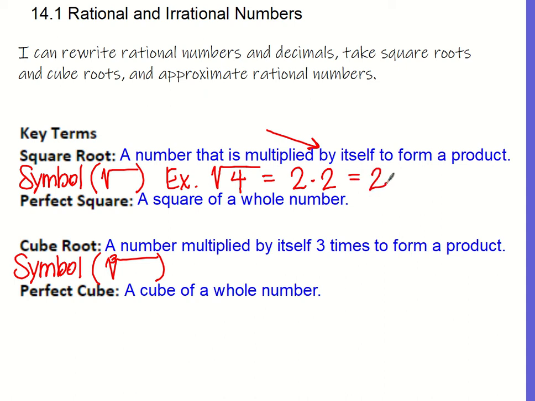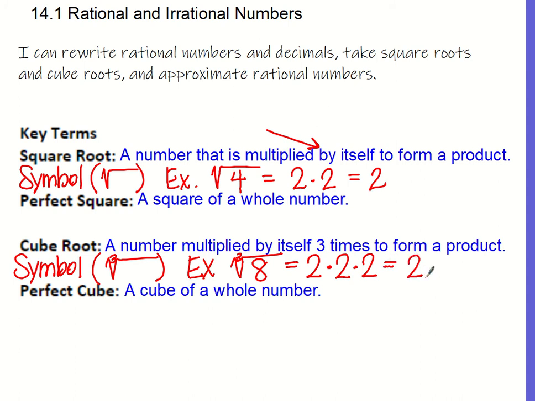And then let's do cube root since we're already on the square root. It's a number multiplied by itself, but this time you're doing it 3 times to form a product, okay? So if you're looking at a cube root, let's do, as an example, cube root of 8. That's easier. So cube root of 8 means what number times itself 3 times gives you 8. So 2 times 2 is 4, times 2 is 8. So the cube root of 8 is also equal to 2.